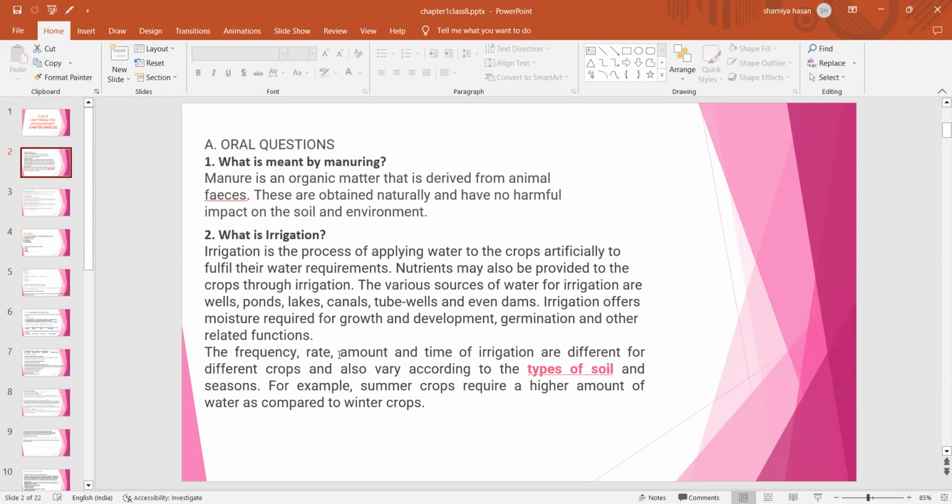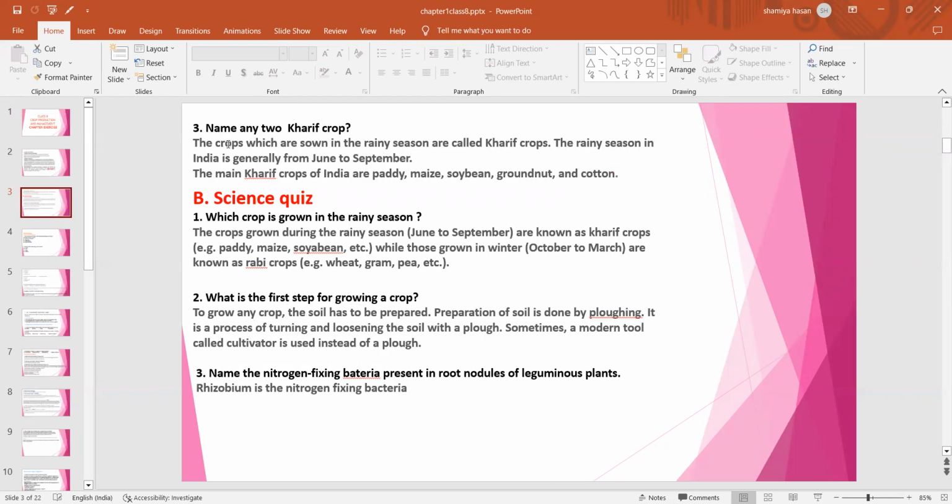The frequency, rate, amount, and time of irrigation are different for different crops and also vary according to the types of soil and seasons. For example, summer crops require a higher amount of water as compared to winter crops. Next, we have: name any two kharif crops. The crops which are sown in the rainy season are called kharif crops. The rainy season in India is generally from June to September. The main kharif crops of India are paddy, maize, soybean, groundnut, and cotton.